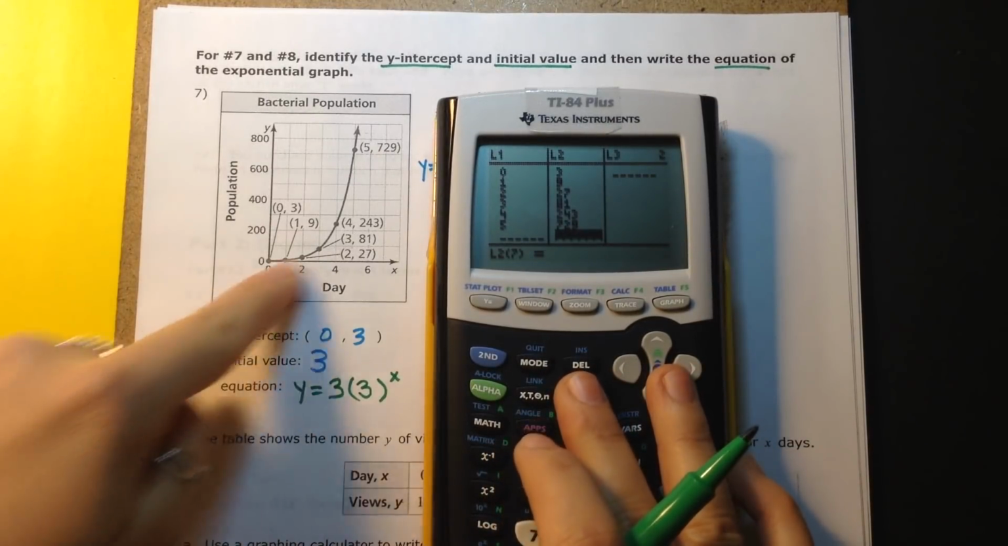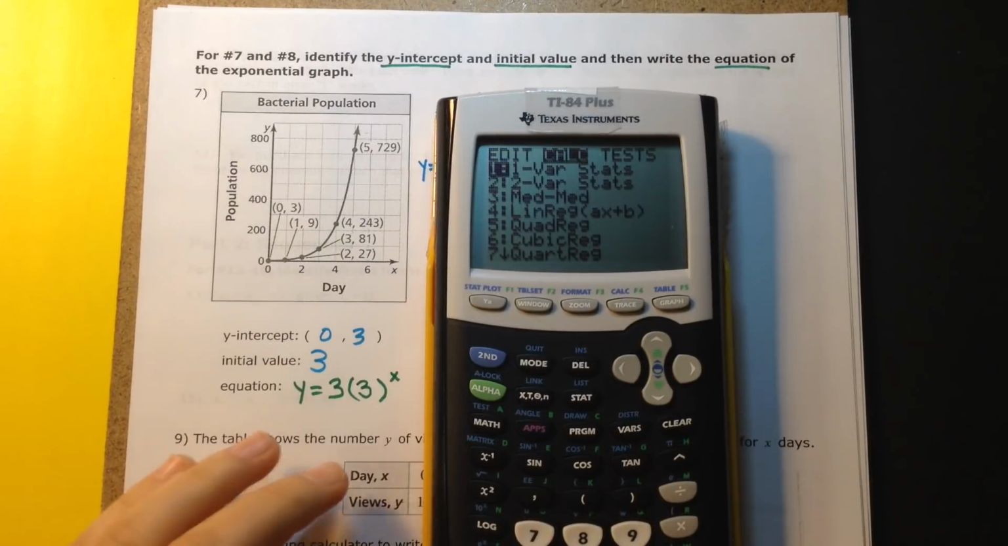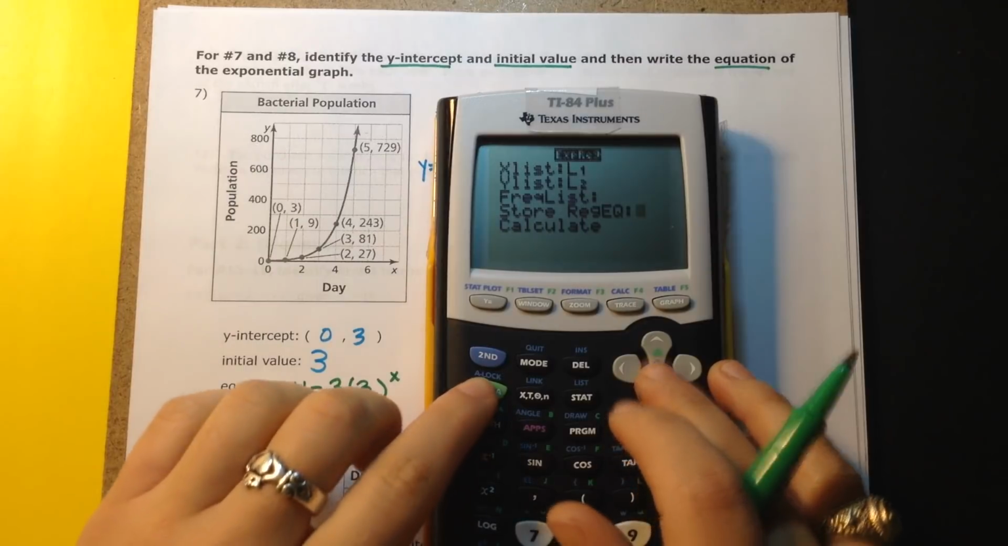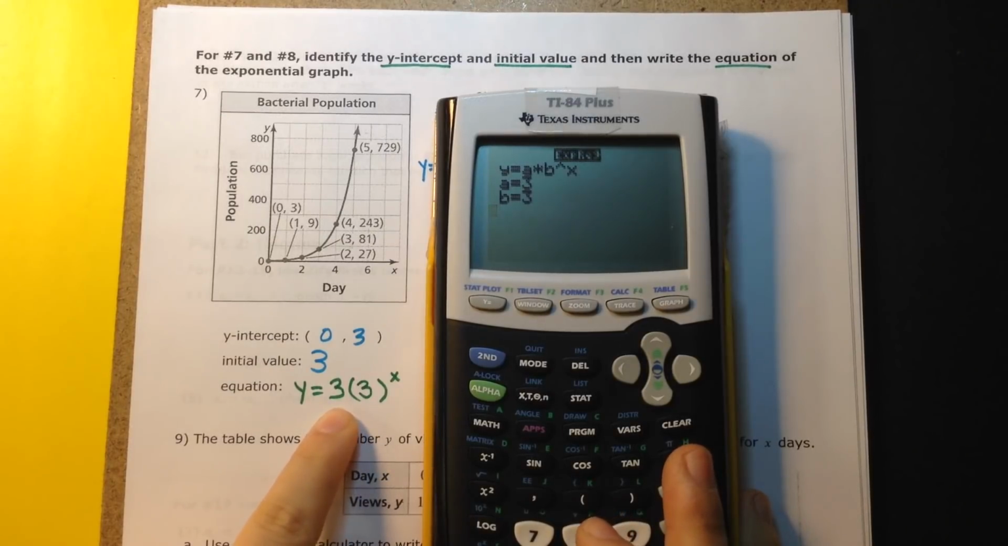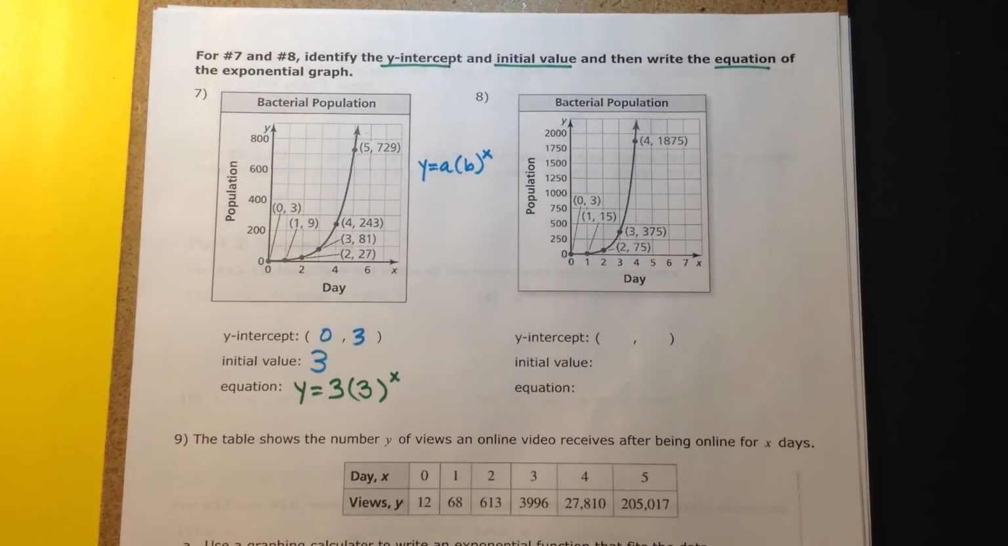Since this is exponential, it's a curve, we would choose what number? 0. Making sure it says exponential regression at the top. We store the regression equation in y1 and calculate. And it tells me that I have an initial value of 3 and it's multiplying by 3 both times. Woohoo! 30-second check. We know we got that one right.